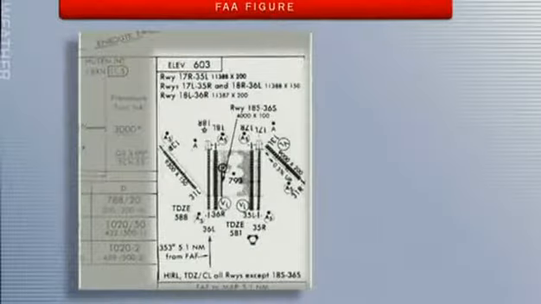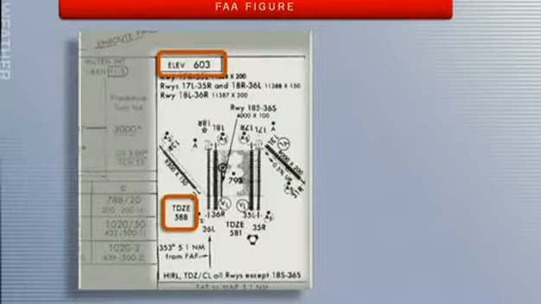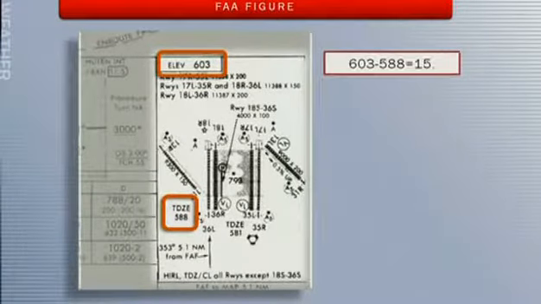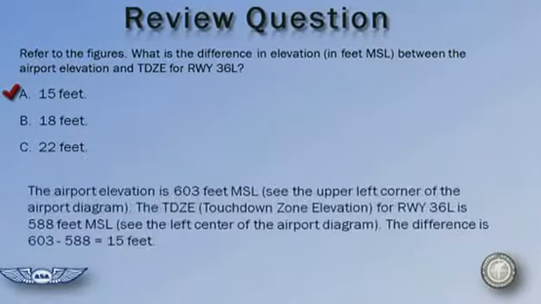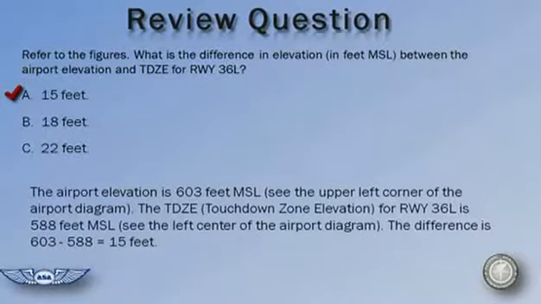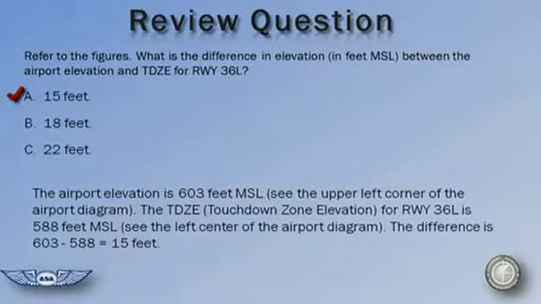Which of these three? Well, we have to look at our figure here to determine this. Elevation is 603 feet, the airport. Touchdown zone, 588 feet. Do a little math, subtract 588 from 603, we get 15. Back to our question. The answer is A, 15 feet. The airport elevation, of course, we did the math here, 603 feet, took away our touchdown zone elevation of 588, the difference being 15 feet.